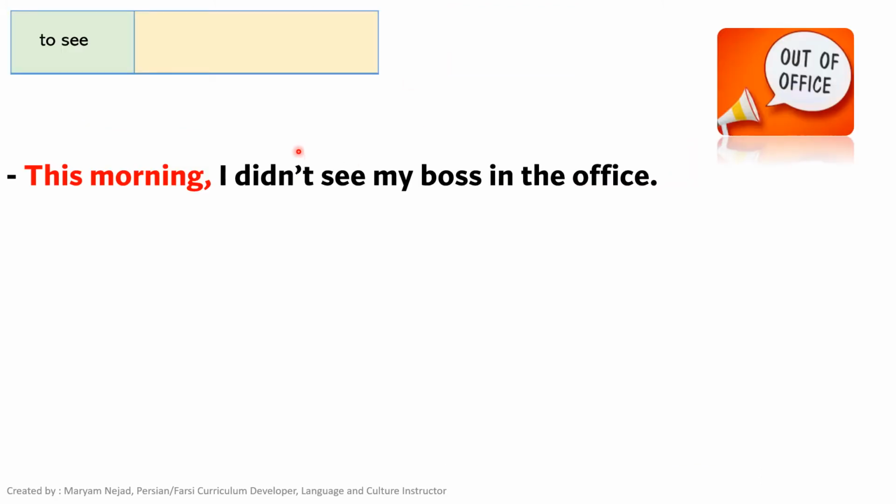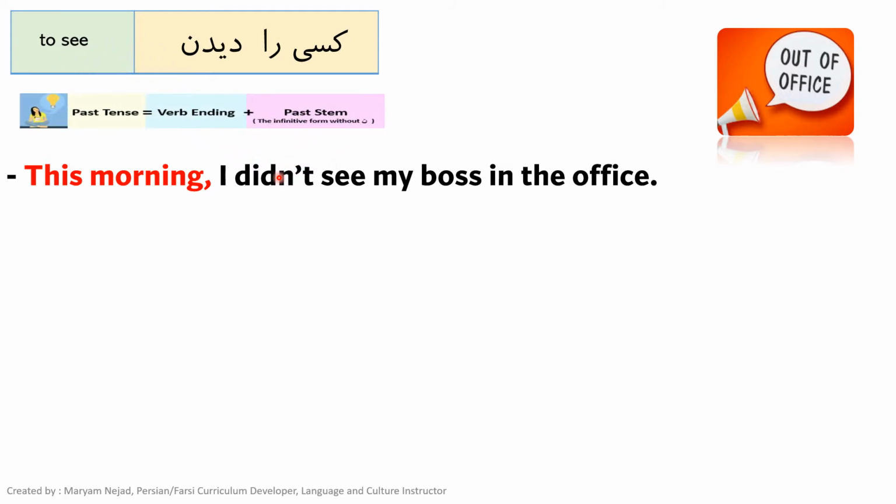Let's take a look at a couple of examples. The first one, this morning I didn't see my boss in the office. So the verb here is to see, which in Farsi is دیدن. But remember, دیدن is a transitive verb, meaning it has a direct object. And here, my boss is the direct object, and it has the possessive my, so it will trigger را. So کسی را دیدن. Remember this, and then the verb is in past tense.